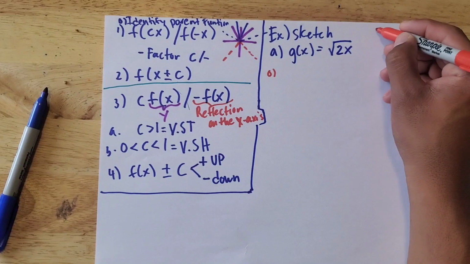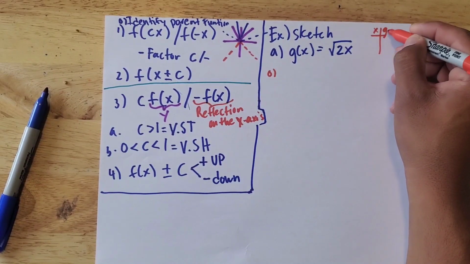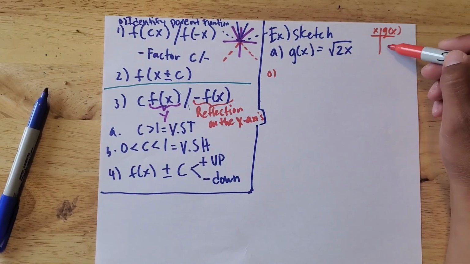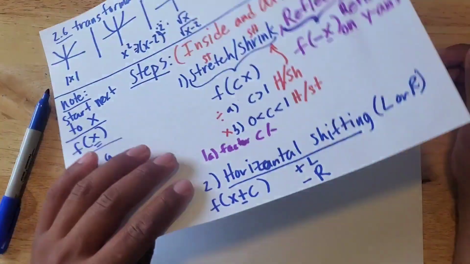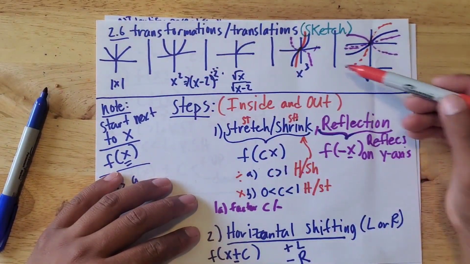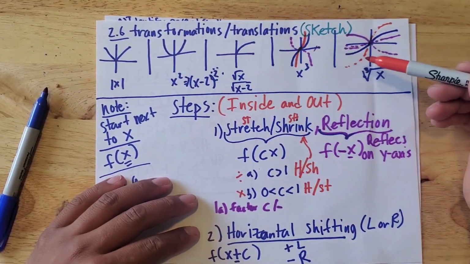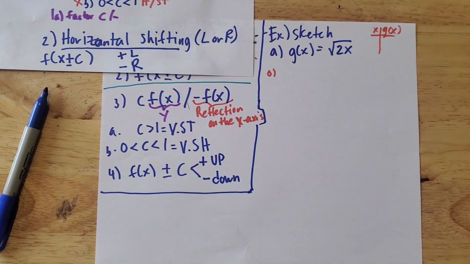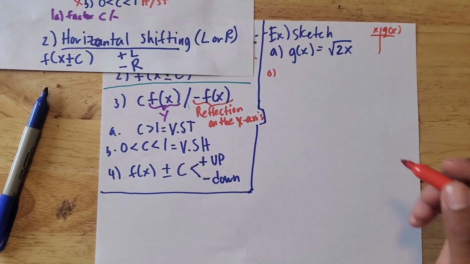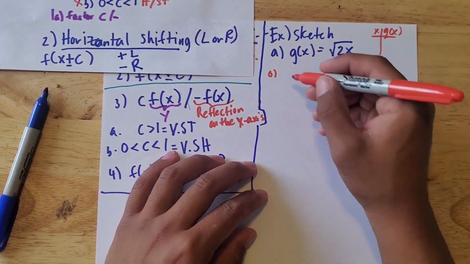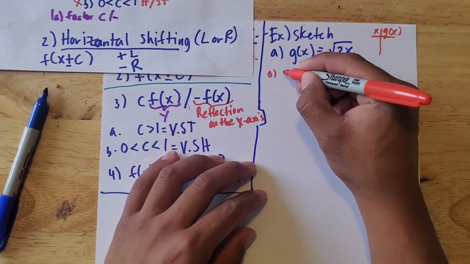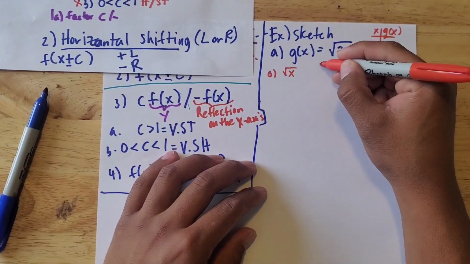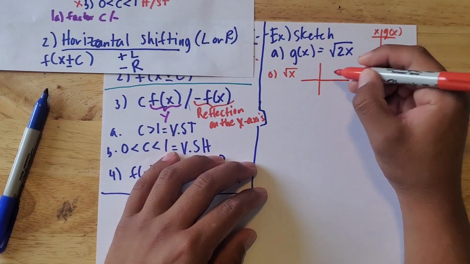We can make our x and g of x table, and then just plug in a bunch of x values and find the corresponding y and then graph it. What this helps us do is get a rough idea of what this function is doing, and that way we can do a rough sketch. So first, I have to identify that the parent function in this is the square root function.